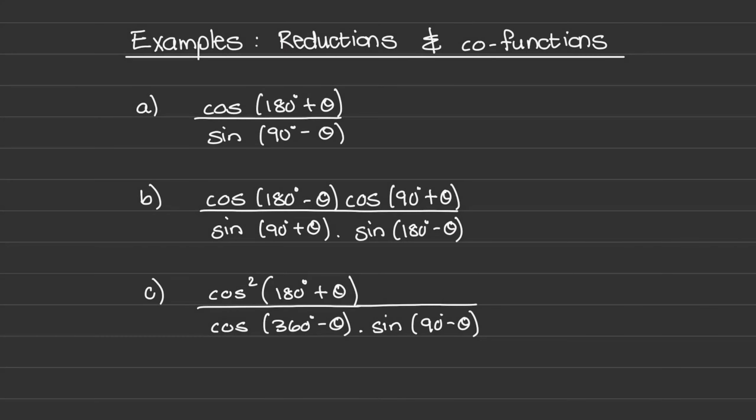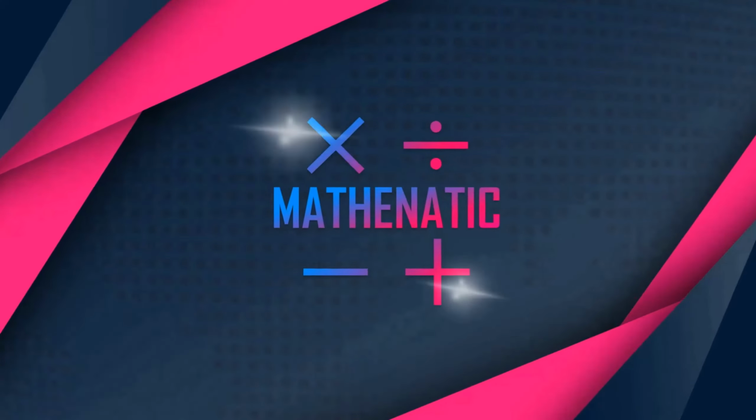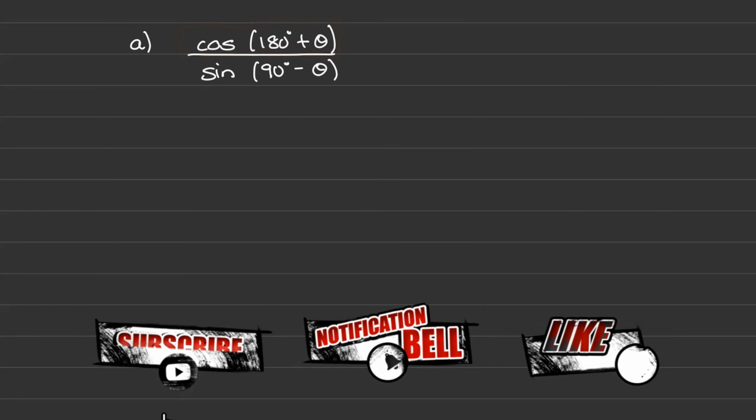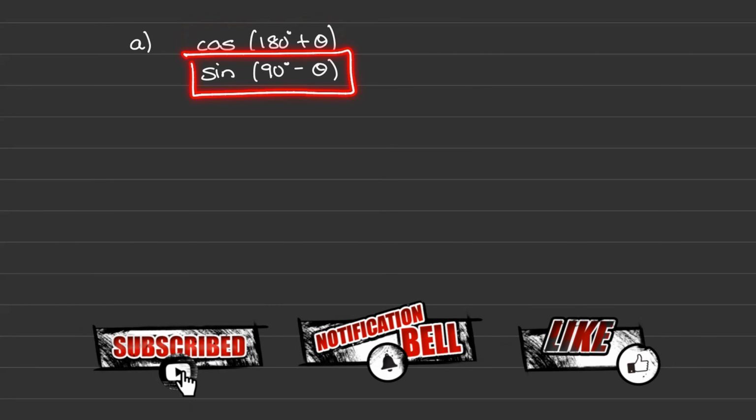In this video, we'll have 3 examples of reductions and cofunctions, and I'll show you how to simplify each of these examples using the reduction formula and cofunctions as explained in previous videos. In our first example, we have cos 180 plus theta divided by sine 90 minus theta.